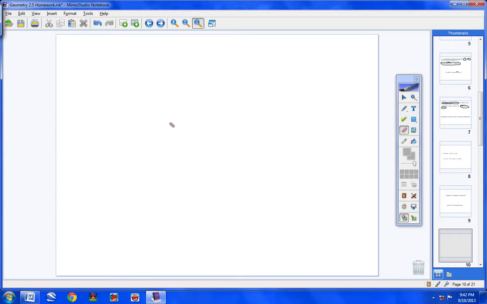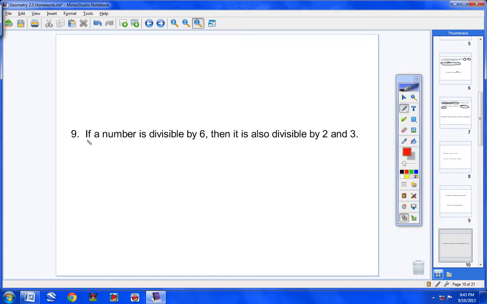All right, well, number 9 says this. I'm reading from your book. A number divisible by 6 is also divisible by 2 and 3. So, if a number is divisible by 6, then it is also divisible by 3 and 2. So, there it is. If a number is divisible by 6, then it is also divisible by 2 and 3. Underline the hypothesis, circle the conclusion.